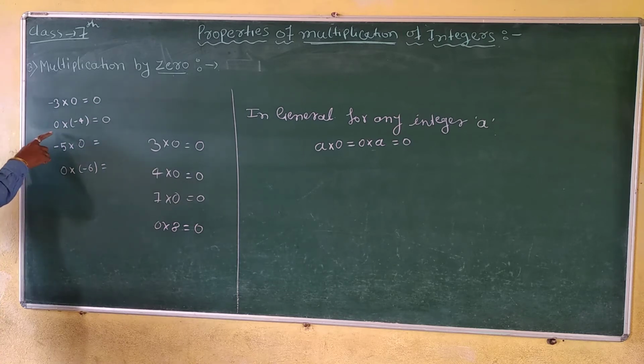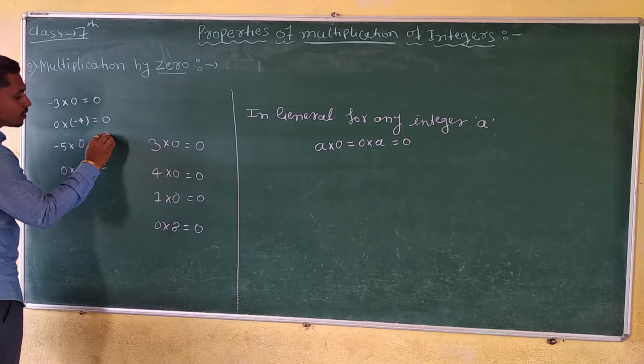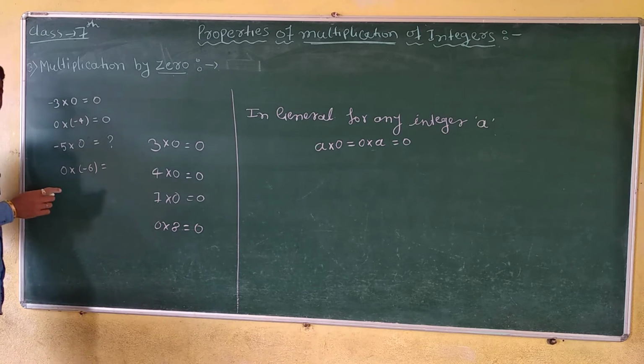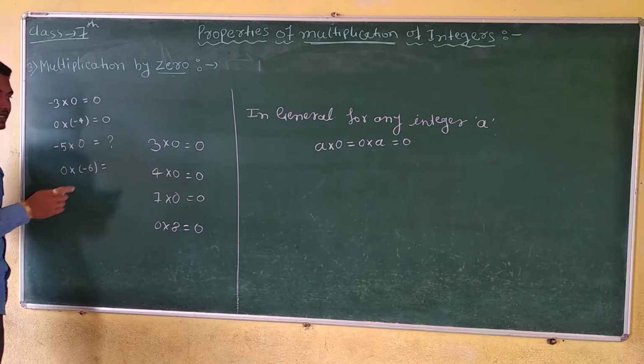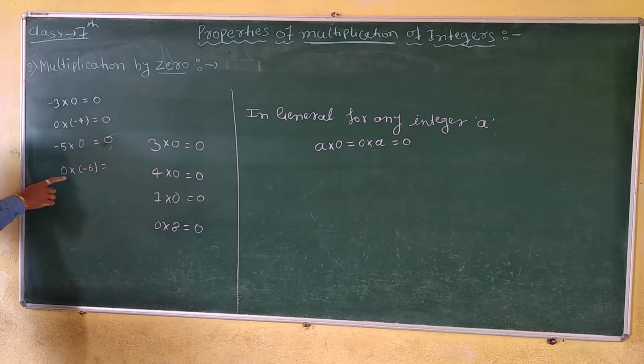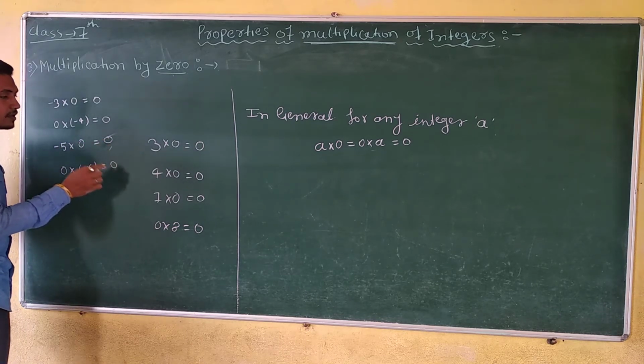Is it right? Next, the product of a negative integer and 0 also gives 0. The next, what is in this place? Your answer is minus 5 into 0. Minus 5 is also a negative integer. A negative integer multiplied with 0 gives 0. So 0 into minus 6 also gives 0.